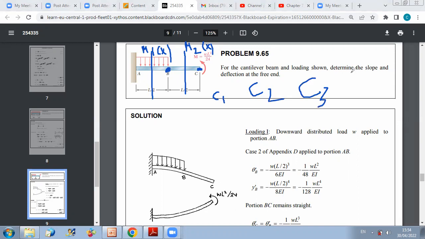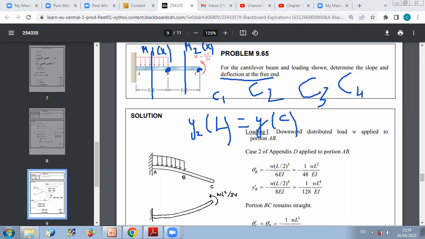And then once we get the equation of deflection in part 1 and in part 2, since C is a point of part 2, we determine the deflection at C by replacing x equal L in the equation y2 of x. So this will give us y at C. This is a first method that we have already developed before.